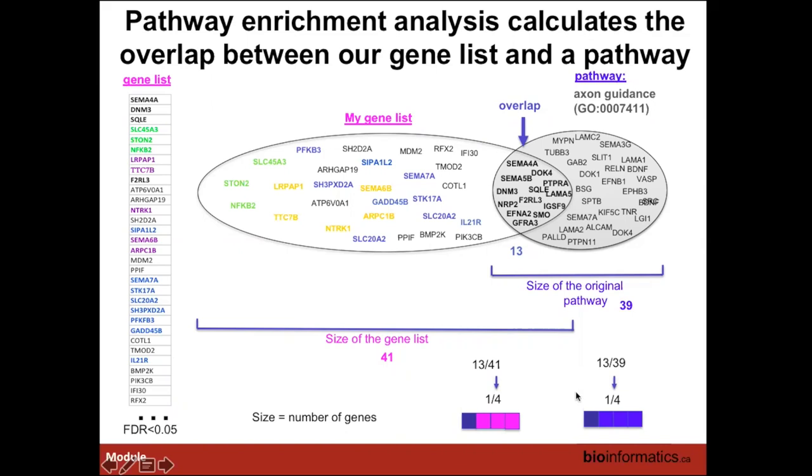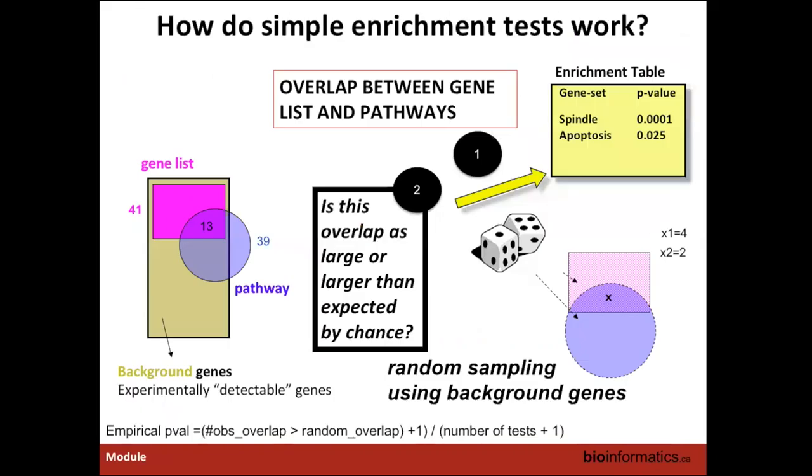And then the next question is going to be, is this overlap significant? Is this overlap large enough to say that the pathway is enriched in my gene list?